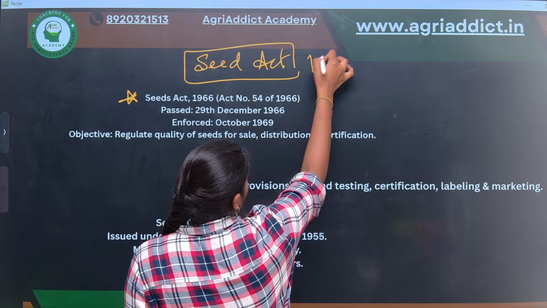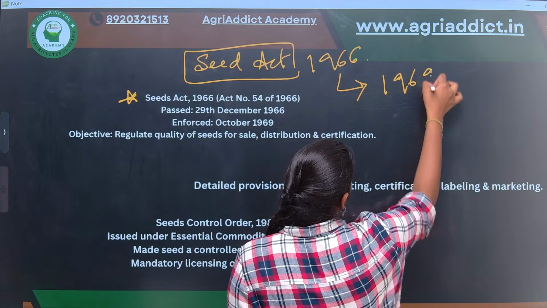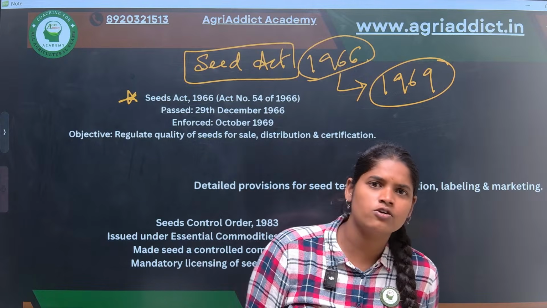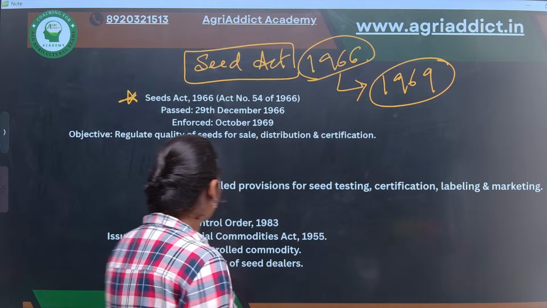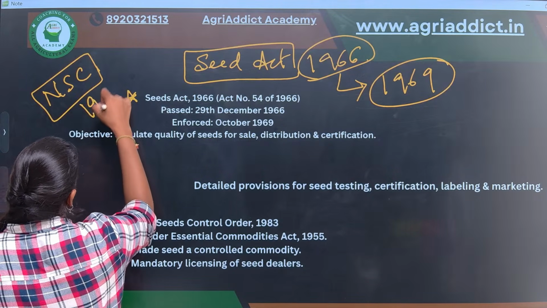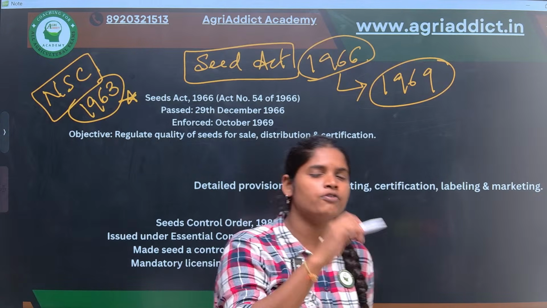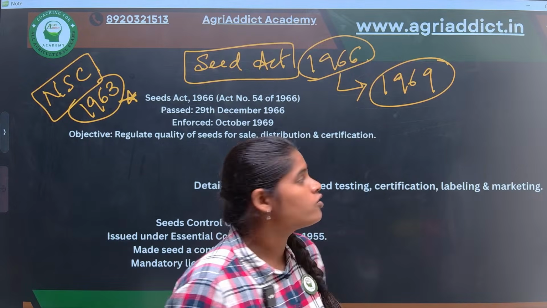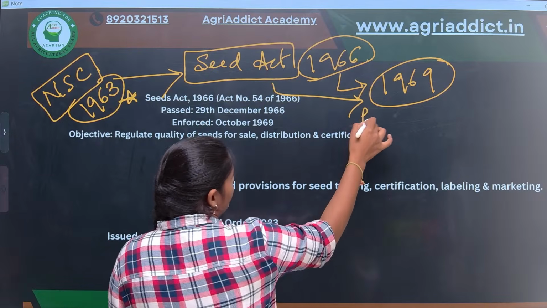The Seed Act was enacted in 1966 but came into force in 1969. Before 1966 there was also agriculture, right? Then what about that time? We had only the NSC, the National Seed Corporation, established in 1963, the sole governing body looking after certification, production, distribution and regulating of quality seeds. After the enactment of the Seed Act, every function is monitored by the Seed Act.